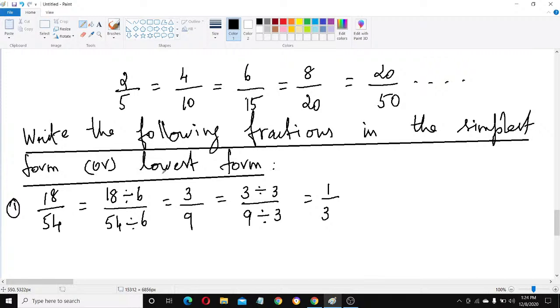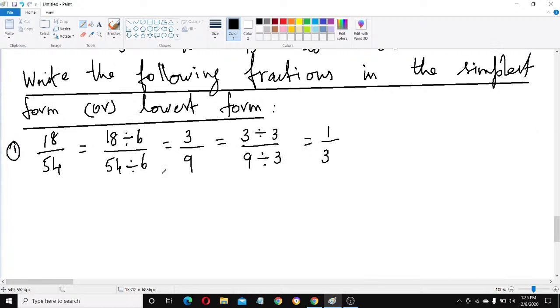Now without division you can do cancelling also. How do we do cancelling here? 18 by 54 is equal to 18 by 54. Here I will use 2 first. 2 is a common factor between 18 and 54. 2 how many times in 18? 9 times. 9 2s are 18.